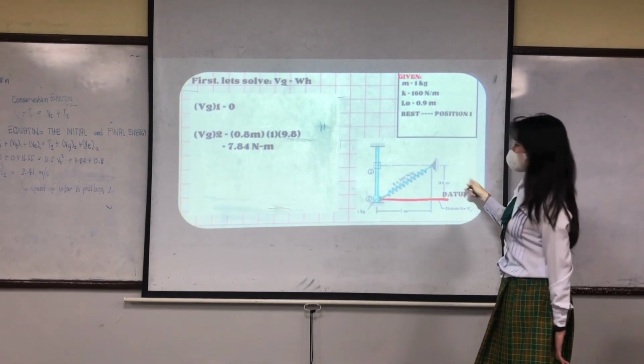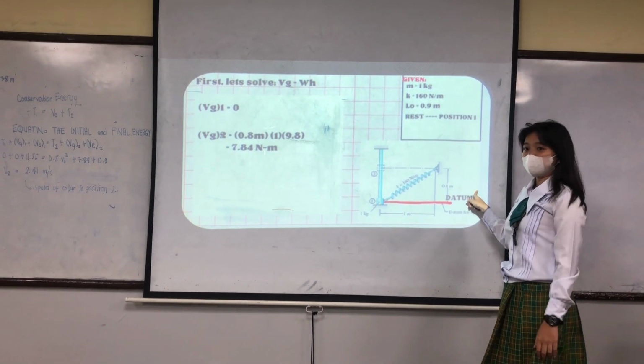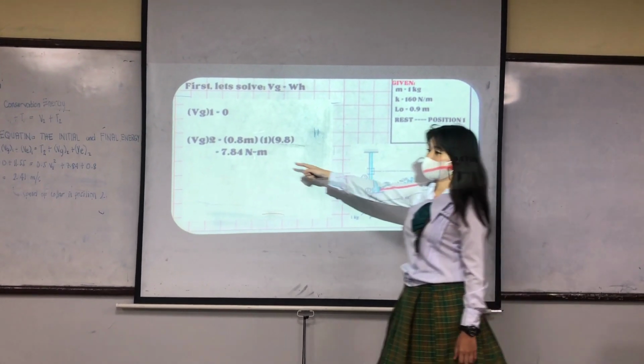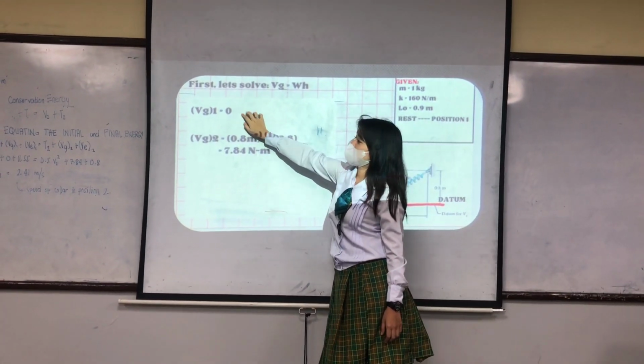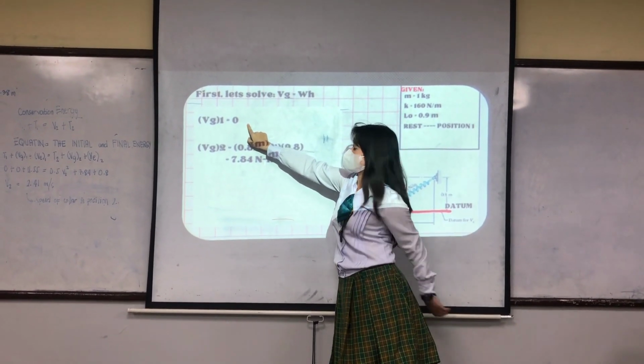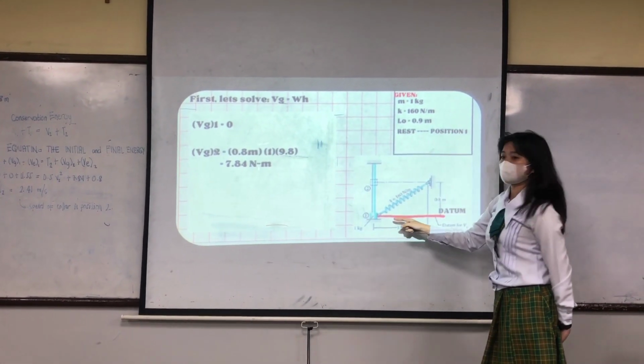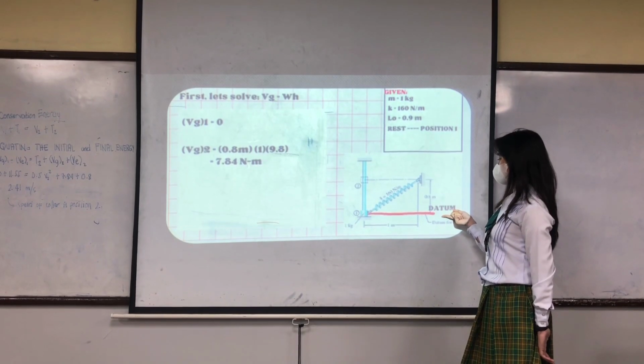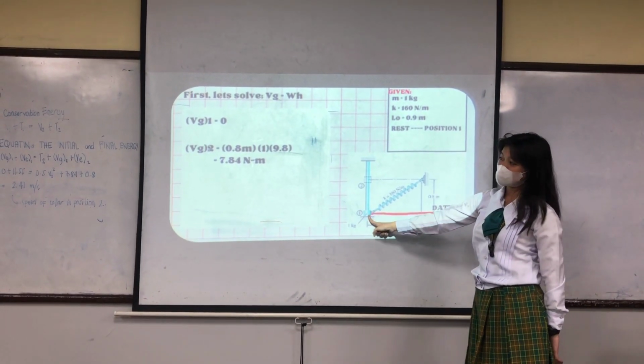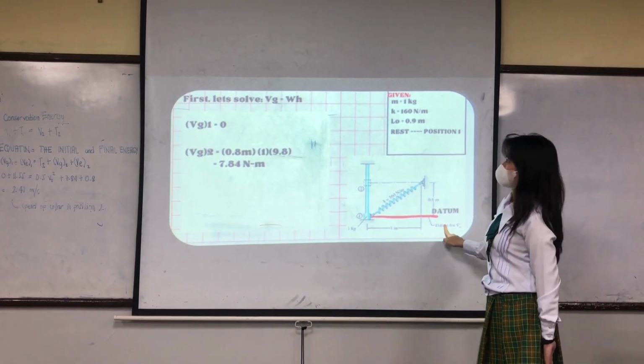So since we already have the result for position 2, we need to divert our attention to position 1. So since we all know that our datum is at rest, our position 1 is 0.